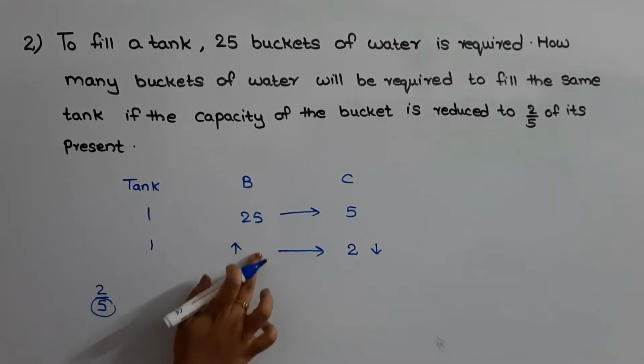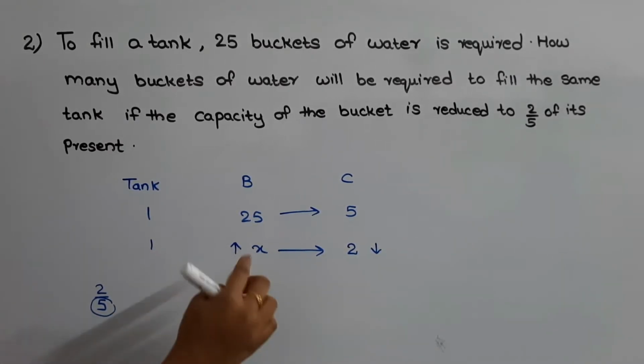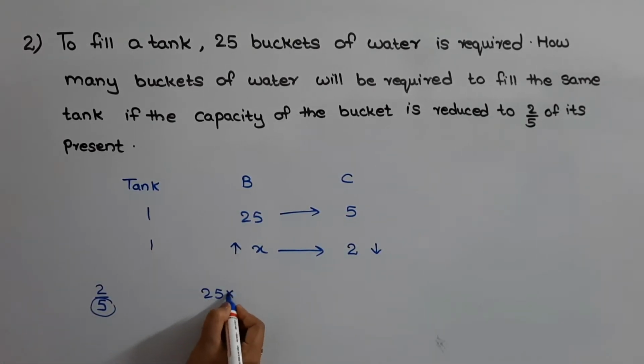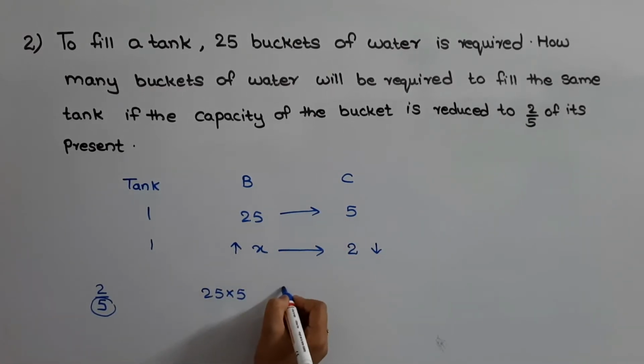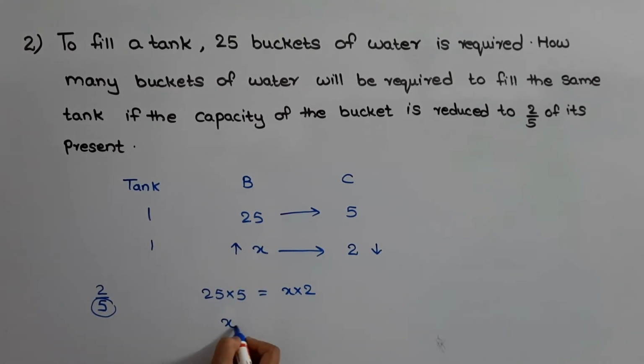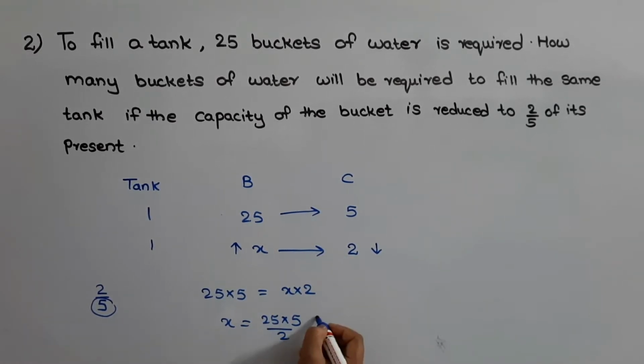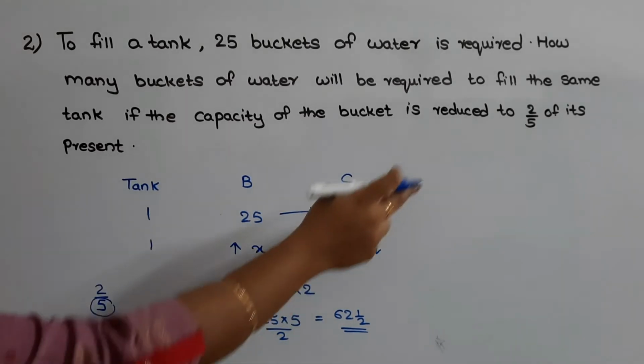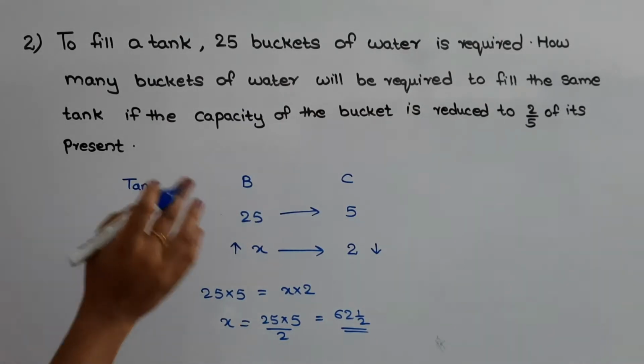Let us consider this as x. In order to get this value, multiply this 25 by this 5, and multiply this x by this 2, and then equate them. So from this, x will be equal to 25 into 5 divided by 2. On solving this you will get it as 62 1/2. So 62 1/2 buckets are required to fill the tank when the capacity of the bucket has reduced to 2/5 of its present value.